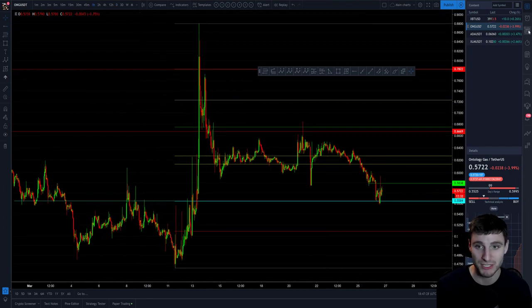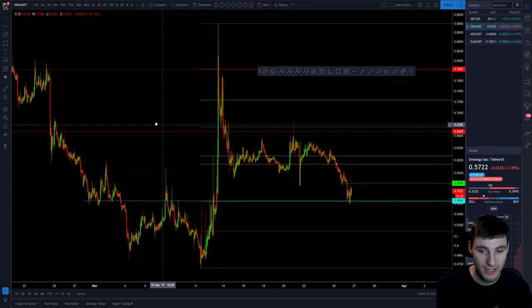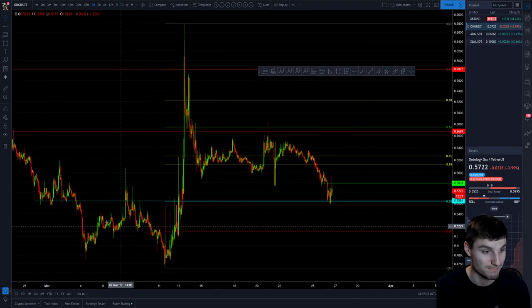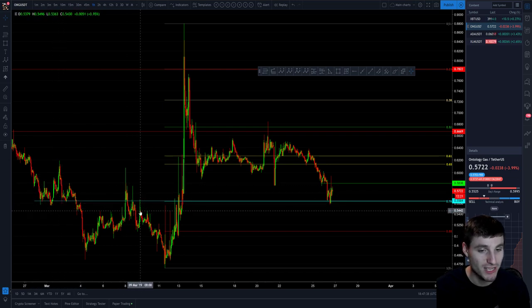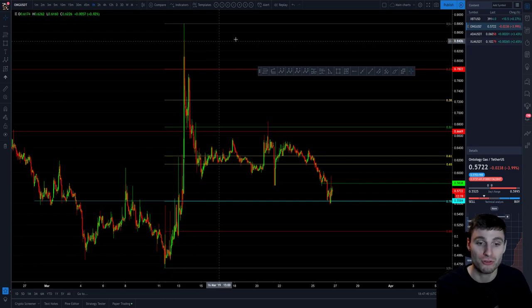So we'll start on ONG, then I'll go over Cardano, then XLM. I'm trying to get this done in 10 minutes, max. So let's go. Here we obviously have an old area of support flipping into resistance. What do we expect to do after it's broken through support?